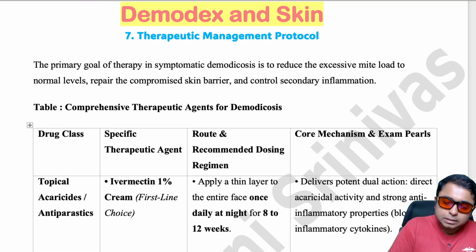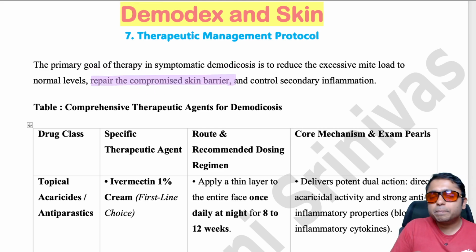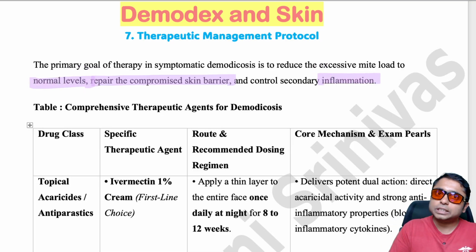So coming to this treatment part. What is going to be the goal of our management, our treatment? Primarily to reduce the population of the Demodex, that is the first one, and also to repair the skin barrier which is compromised, and also we should reduce the inflammation. So these are the goals which we want to achieve with the treatment.